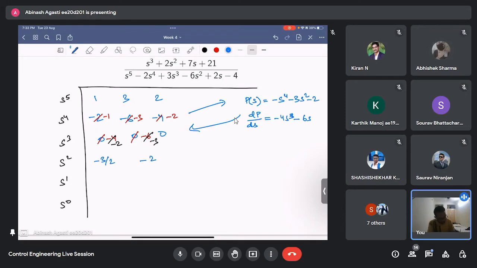Then here you can get minus 3 by 2 into minus 3 minus 2 into minus 2. So you will get minus 1 by 3. This will be 0. Then you will get minus 4. Can someone verify these values?